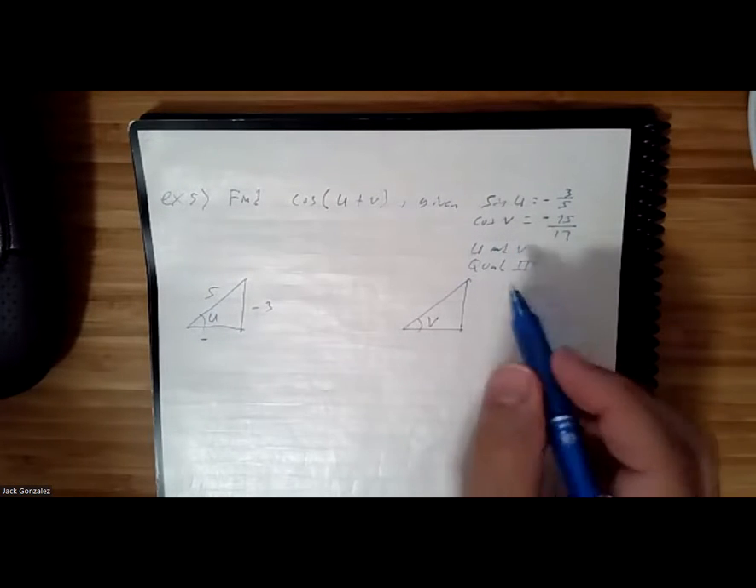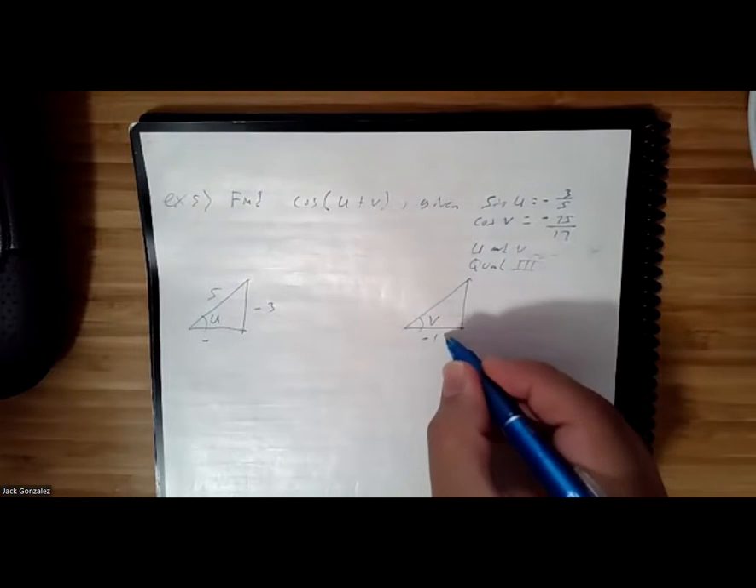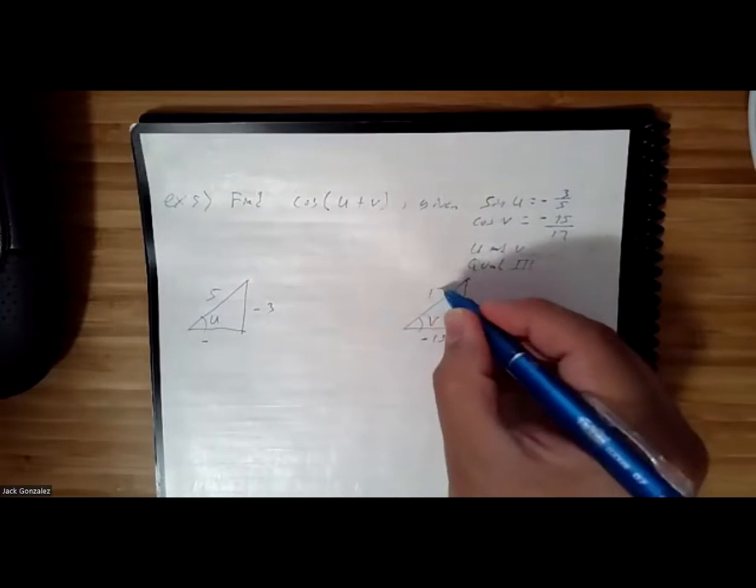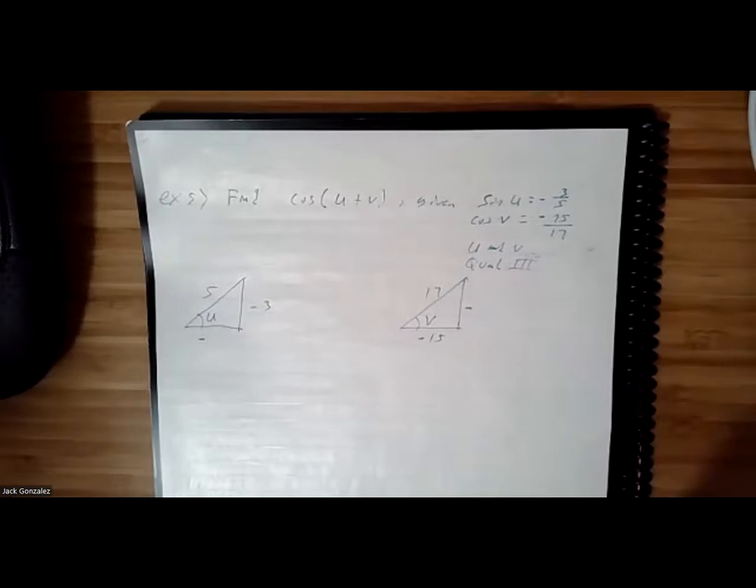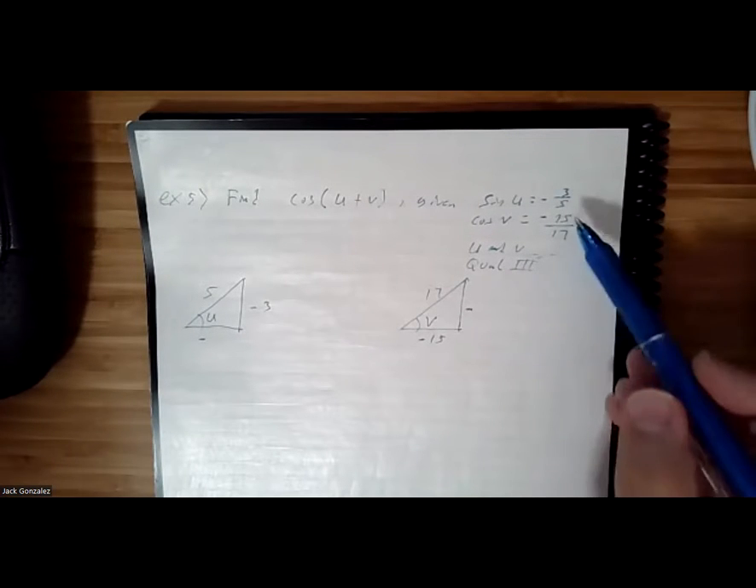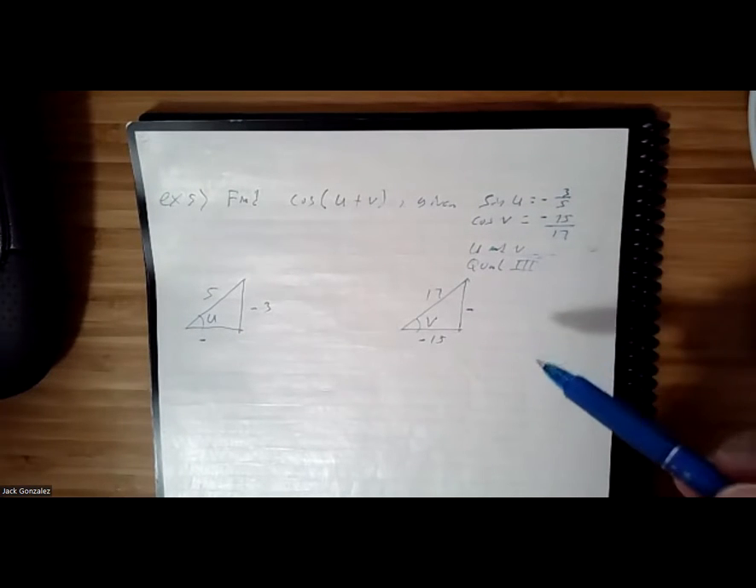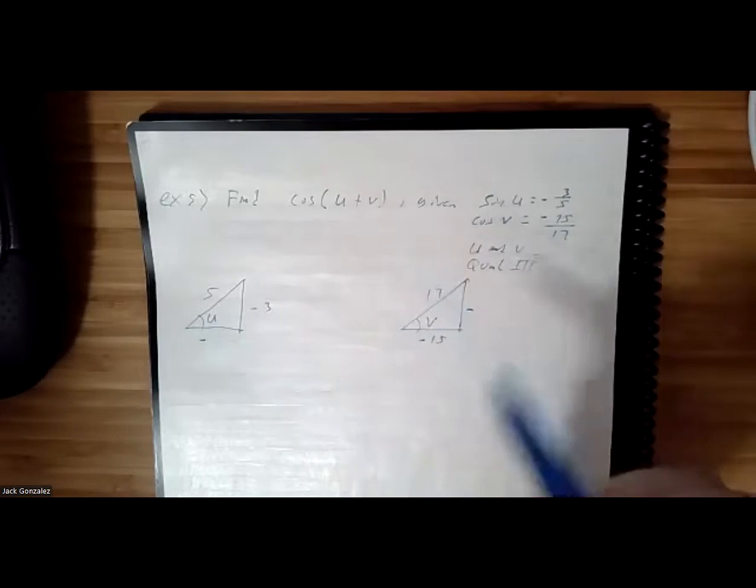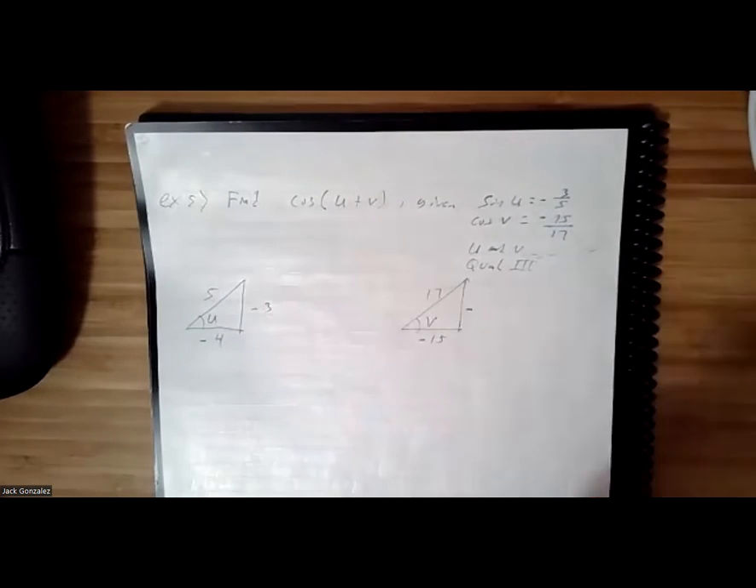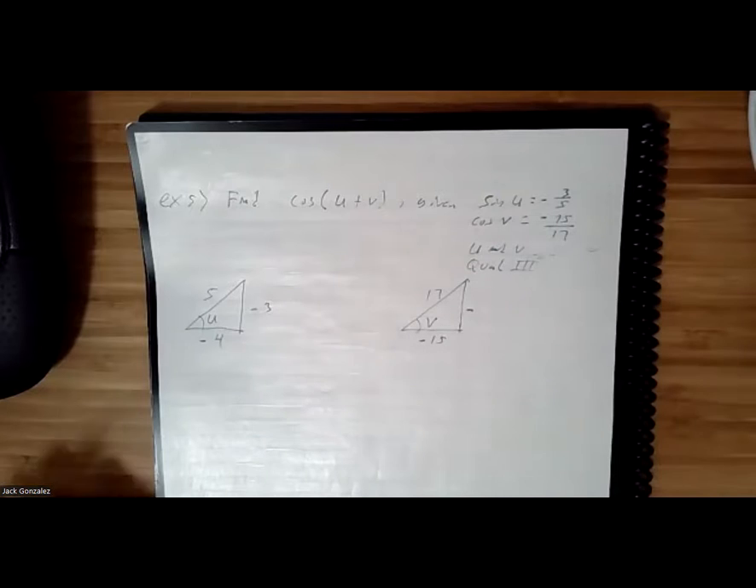Cosine of v, so that'll be adjacent. So this is also negative. Hypotenuse is never negative. So whatever this is going to be negative. So you use this as your clues to build the triangle. Okay. This is a 3, 4, 5 triangle. So I know that's going to be 4. For sure.